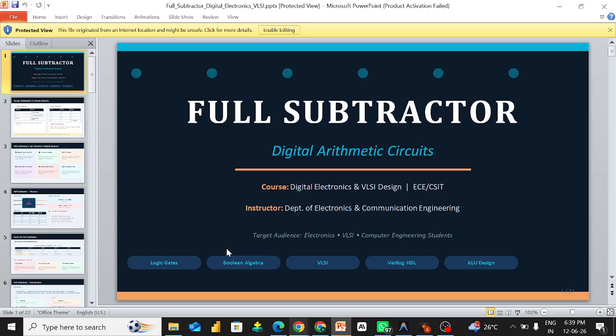This topic is extremely important because it forms the foundation of arithmetic circuits, ALUs, processors, and the VLSI data path design part. By the end of this session, you will understand why a full subtractor is needed, how it works, truth table derivation, Boolean expression, K-map simplification, logic implementation, Verilog coding, and some real world applications. Okay, so where are you going to use this subtractor?